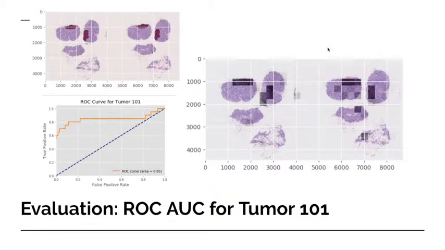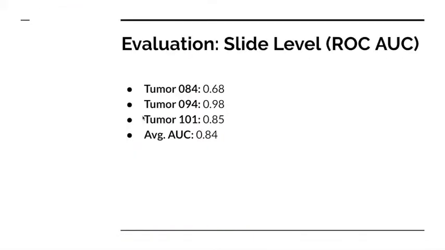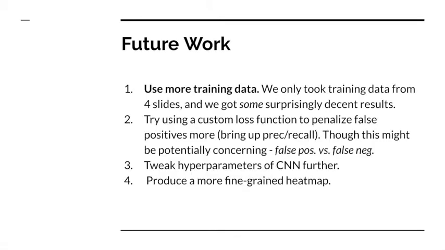Finally, this is the ROC curve for our pretty well classified heat map, at 85%, which is around what we would expect. And there are a lot more cancer regions, so we get, I guess, a more balanced ROC curve. And these were our final numbers.